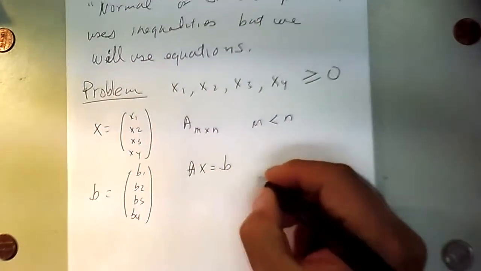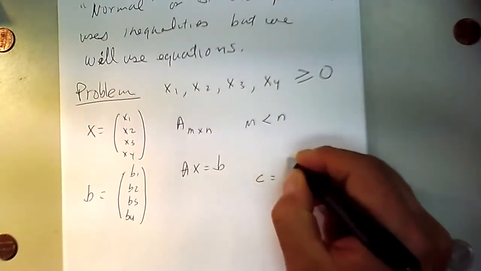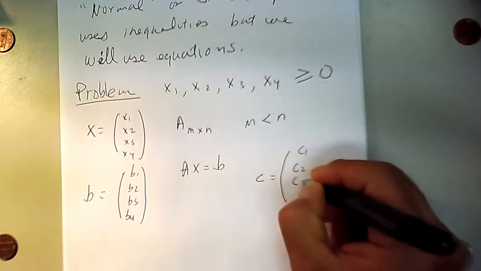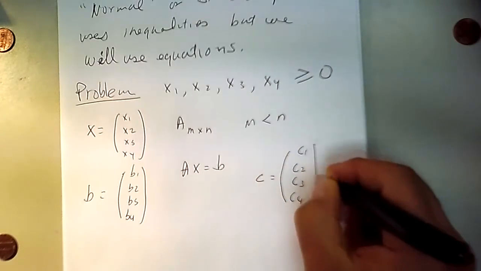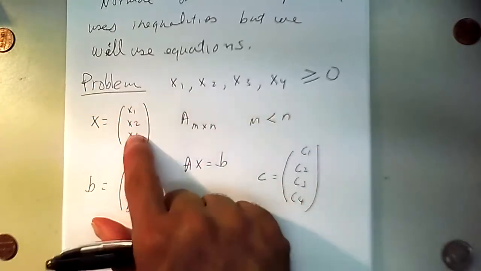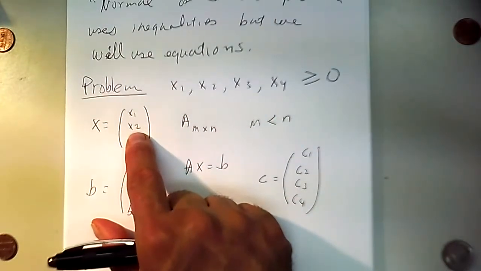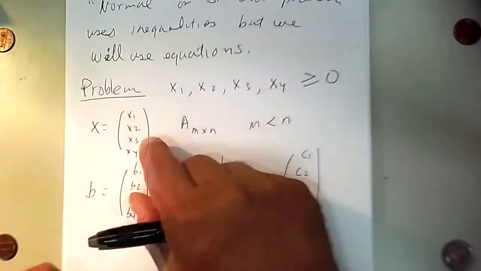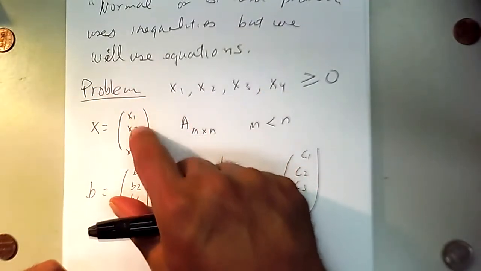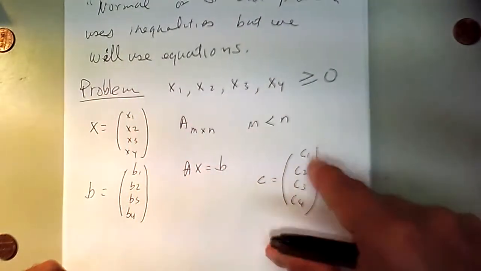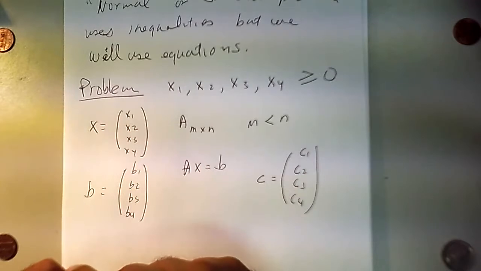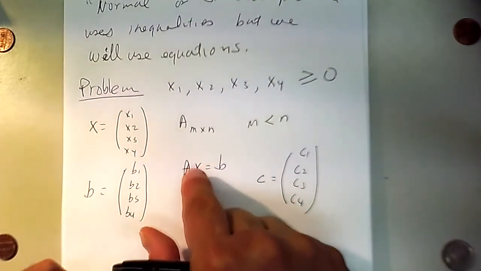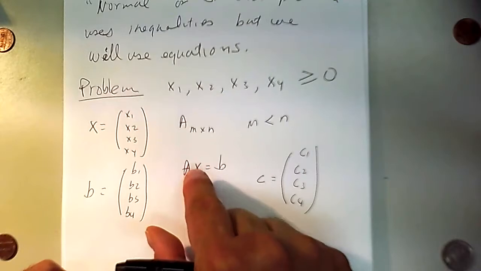We're going to have another vector c: c1, c2, c3, c4. Right now I'm using 4 variables. If we had 2 variables instead, as in some of the examples we will have, then we would have only c1, c2. And there's going to be a whole bunch of solutions, but there's going to be one among all of those solutions which is going to be best.